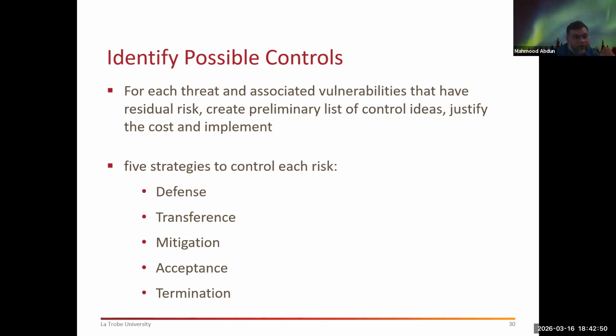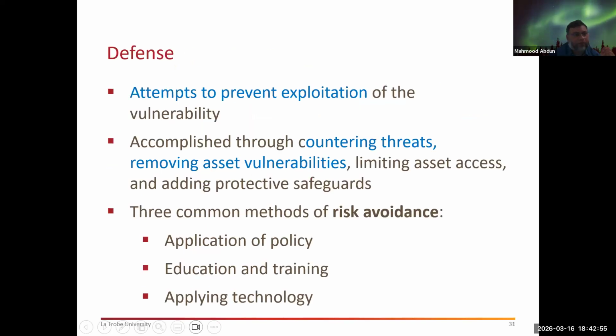Oh, there's mitigation as well, right? So, okay, let's go there. Just one second. Here. Defense attempts to prevent, right? So if we have mitigation, then it's during the event, right? Okay, so here, the prevention of exploitation of the vulnerability is accomplished through countering threats, removing asset vulnerabilities, limiting asset access, and adding protective safeguards. Three common safeguard methods of risk avoidance are application of policy, education, and technology. So defense is completely preventive.